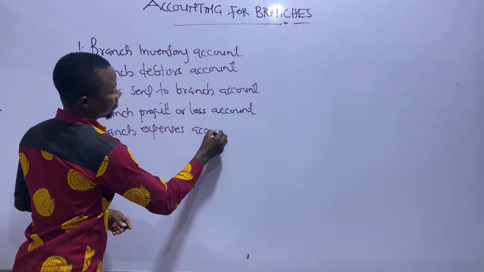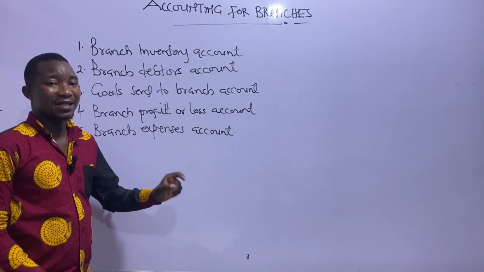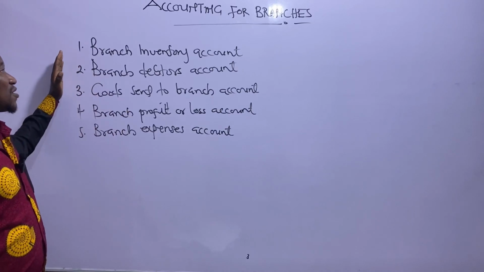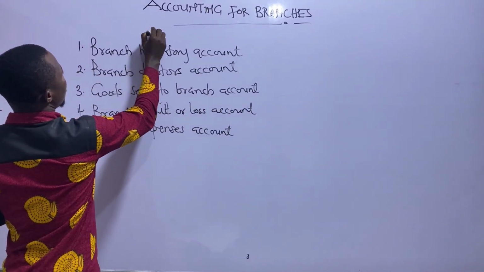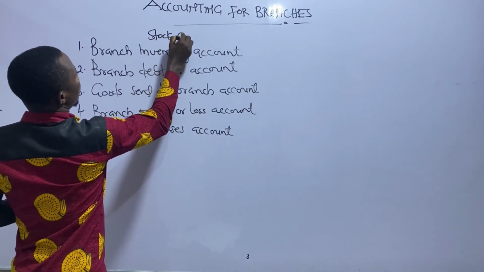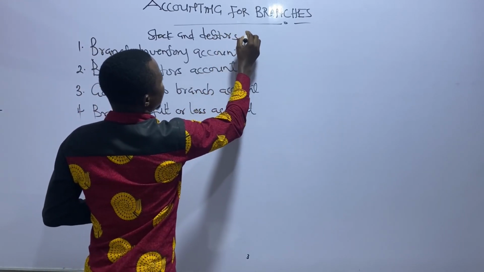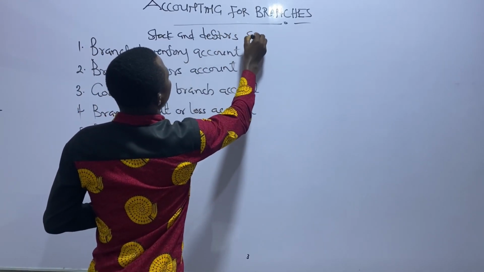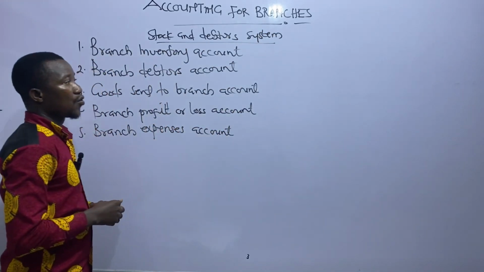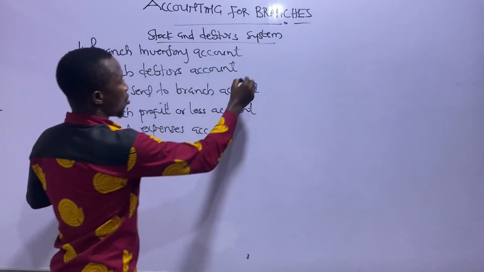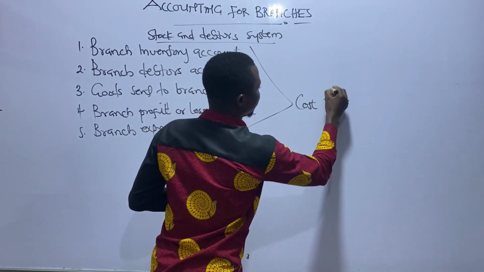What I'm saying is that when goods are transferred at cost price, this account becomes very relevant when we are using the stock and debtor system. So when we are using the stock and debtor system of accounting for branch transactions, then these 5 basic accounts become very necessary when goods are being transferred at what we call cost price. At cost price. Is that okay?